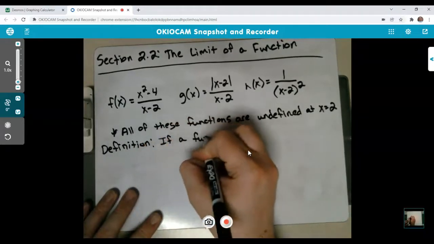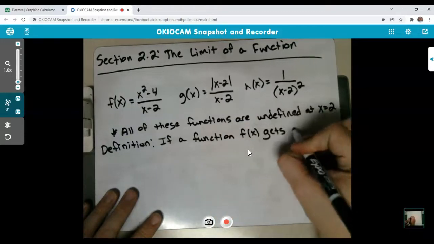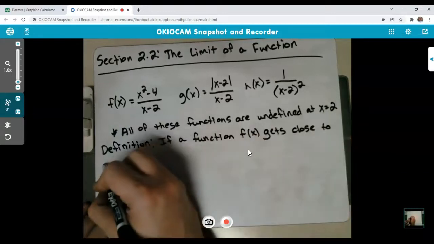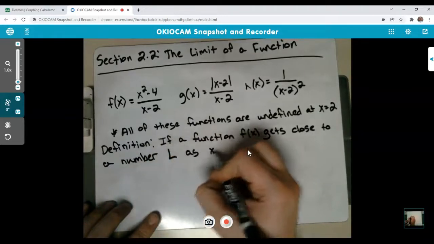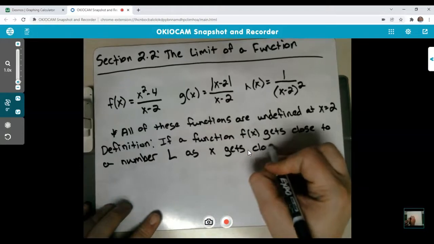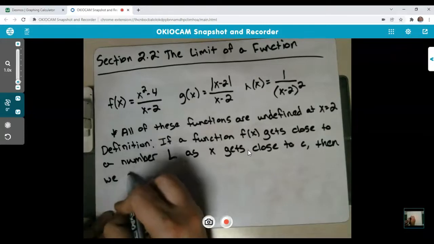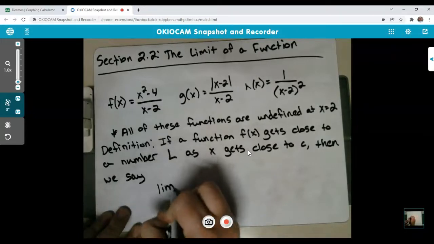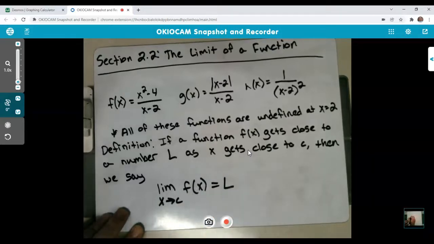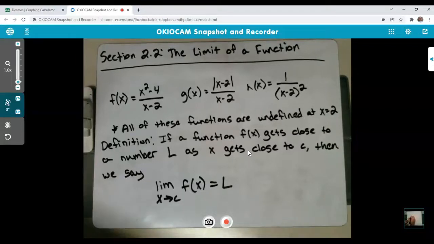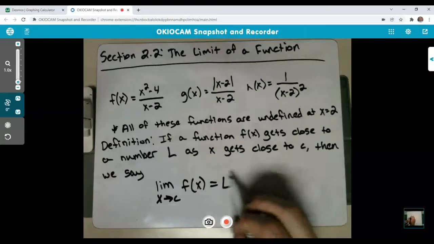If a function f of x gets close to a number, we'll just call it L, as x gets close to a number, I'll just call it C, then we say the limit as x approaches C of f of x is equal to L. Again, what this means is as x gets really close to C, the y gets really close to L.